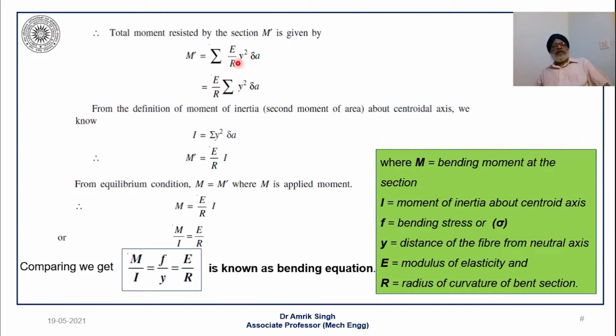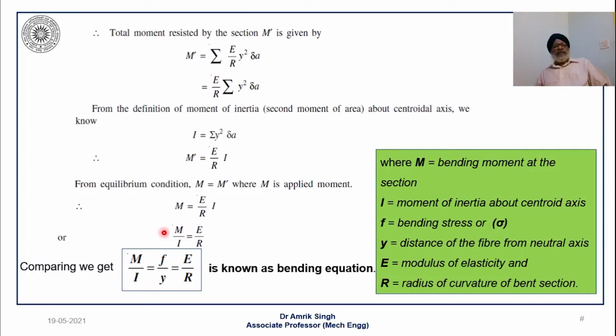So we can take out E upon r as common. It is equal to the summation of y square delta A, which is the second moment of area about the centroidal axis. Therefore we can put this value over here. We get M' is equal to E upon r into I. From the equilibrium condition, this M' should be equal to the applied moment. M' is nothing but the moment of resistance of the beam. So M is equal to E upon r into I.